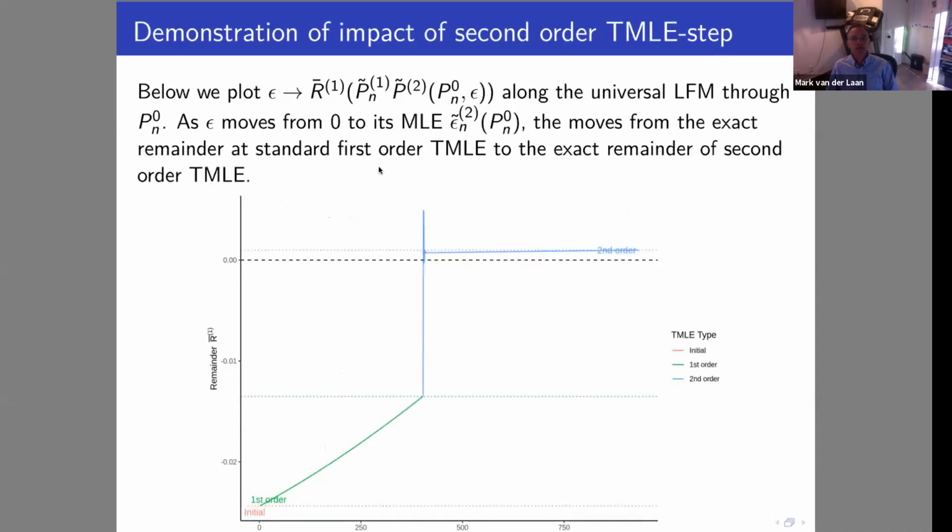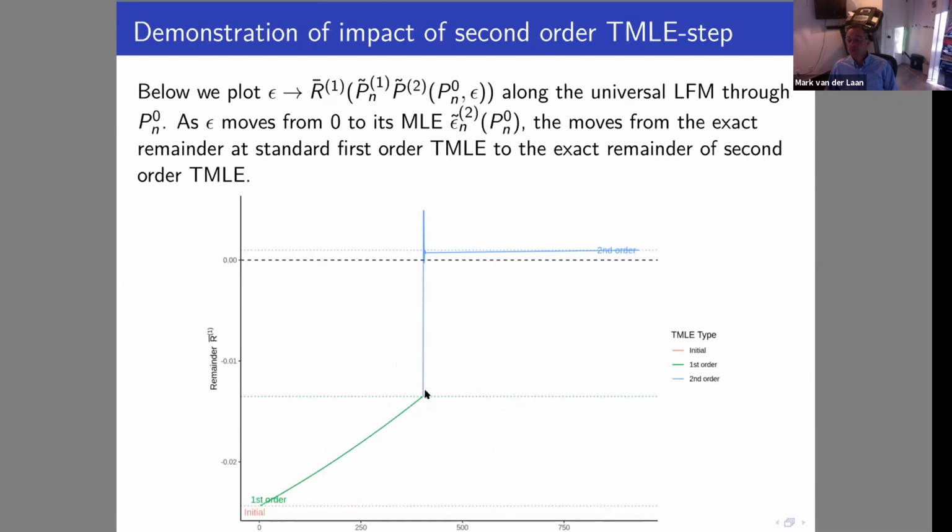That's what this picture shows. This is, again, just a simulated data set. We look at that exact total remainder along this path. At epsilon equal to 0, this is where we have an initial estimate. The first order TMLE gets some bias reduction, moving us to a smaller remainder, yes.